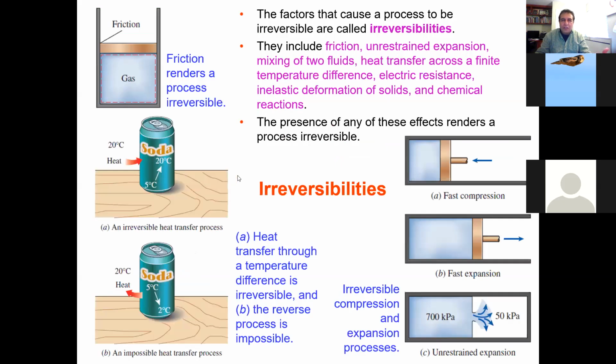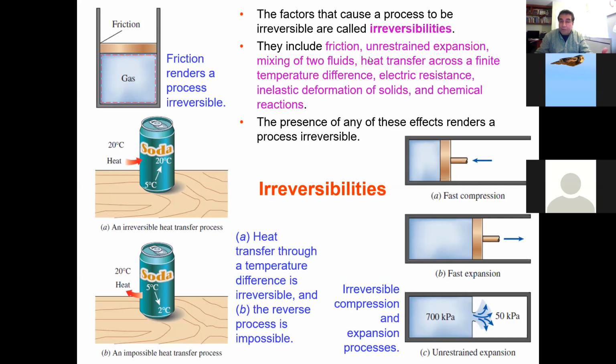They're trying to show you that if you have a soda and you leave it on the counter, if it's already cold, you took it out from the refrigerator, you can see that it doesn't really get cooler. It's going to get warmer because it has to reach equilibrium with the environment. So here, the factors that cause processes to be irreversible are called irreversibilities.